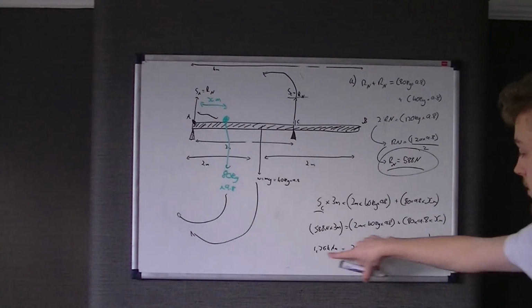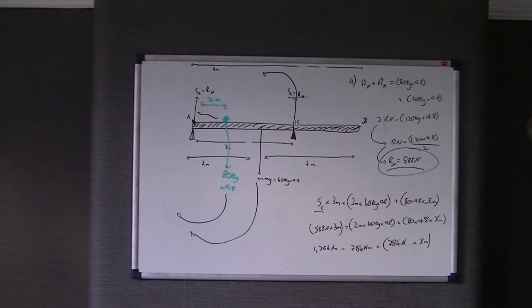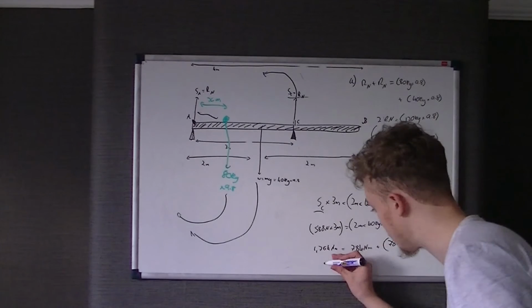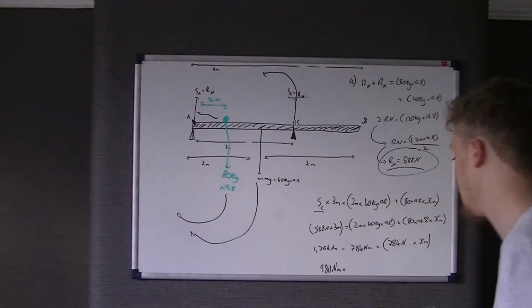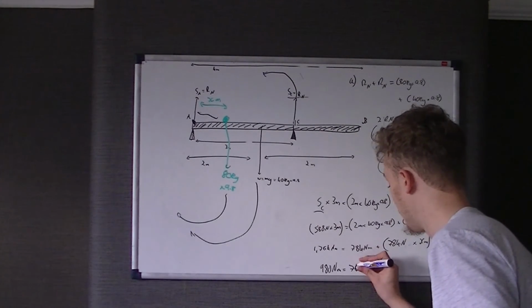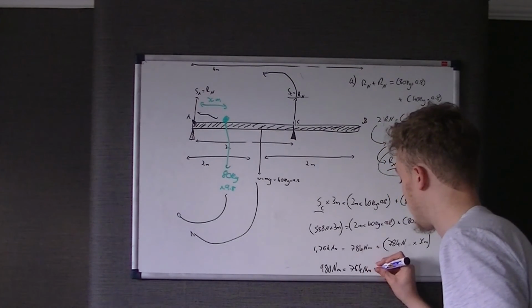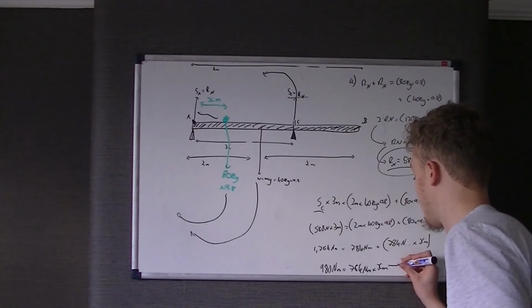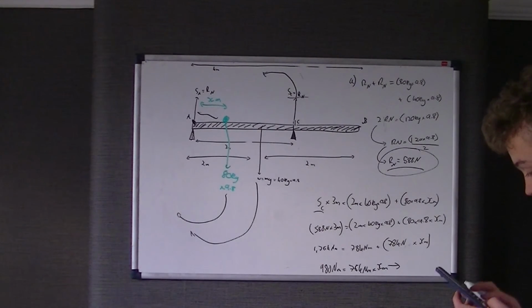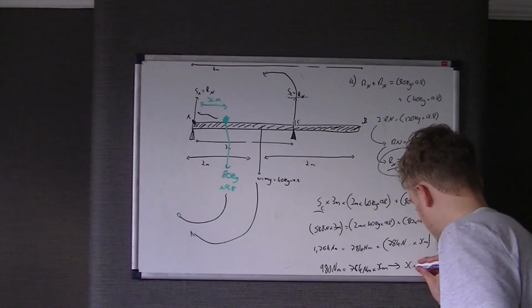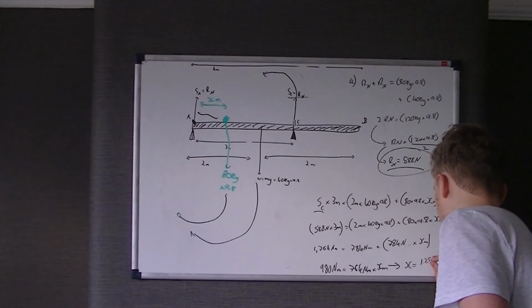So what we're going to do here is take away 784 from both sides. So that's 1764 take away 784, which gets us 980 newton meters. I'm just simplifying it down. And that is equal to 784 newton meters times x. Divide both sides by 784, which gets you x to be 1.25 meters.